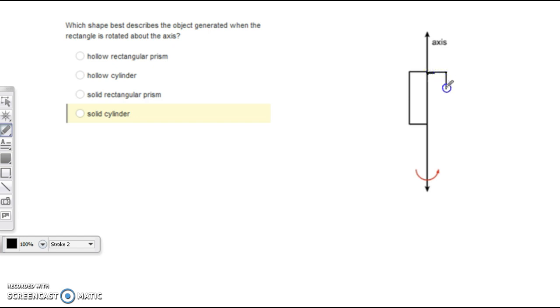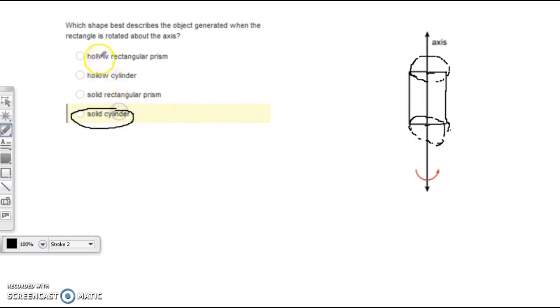But if you imagine that we were spinning this, I'm the worst artist, y'all. I apologize in advance. If you imagine that we were spinning this around, this is such a terrible picture. If I'm spinning this around, that rectangle is going to become a cylinder, a solid cylinder.